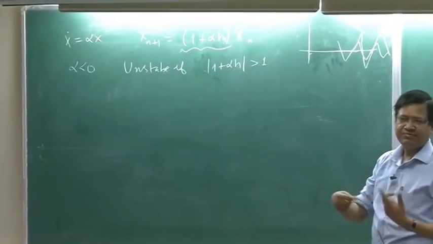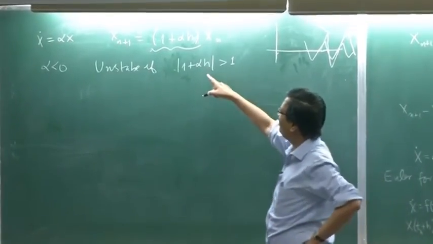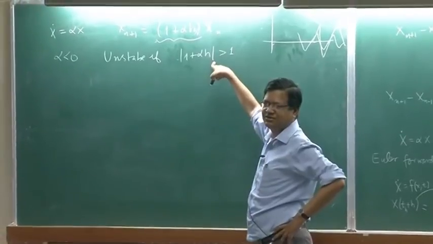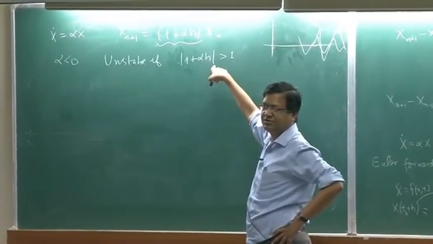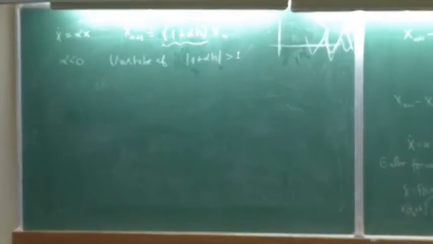You keep switching sign. So it is unstable if this condition is there. Okay. So this system, Euler forward scheme, is conditionally stable. That means for this condition it is unstable, and for this condition it is stable.